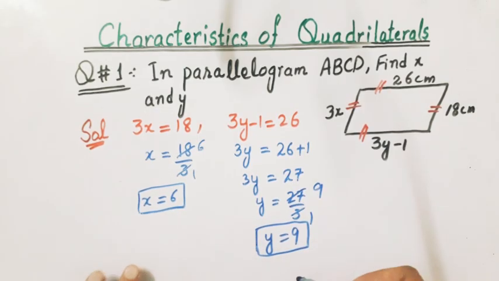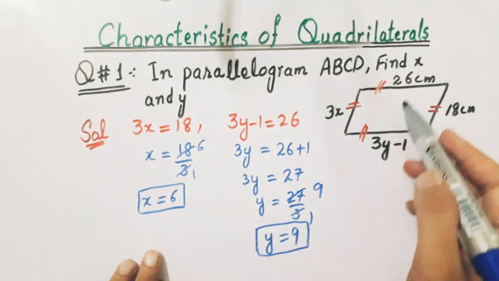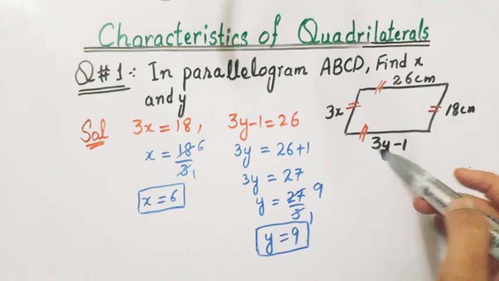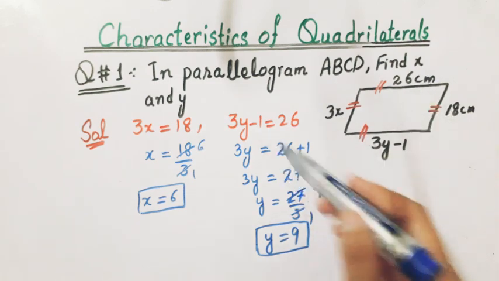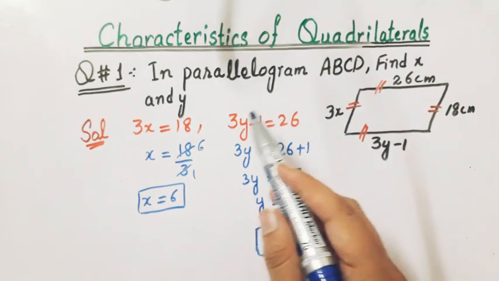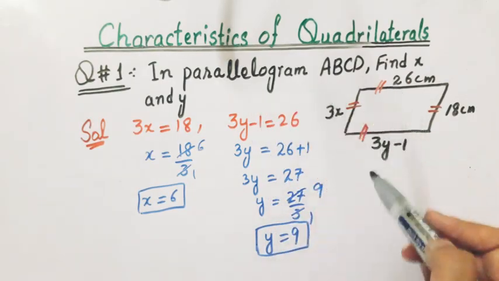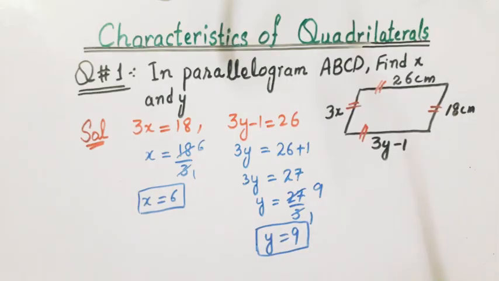So now you can easily solve for the value of x and y just by equating the opposite sides. That means 3x equals 18 and 3y minus 1 equals 26, and easily you have found them, because this is the property of a parallelogram, that opposite sides are congruent and parallel.